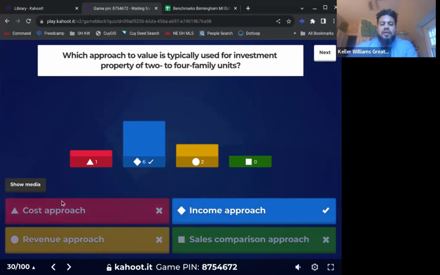Cost approach, no, because that would just be on how much it costs to replace them or rebuild them. But it's the income approach, because what's the income that you will make on the property? And that's usually how people look at it. So that's the value.